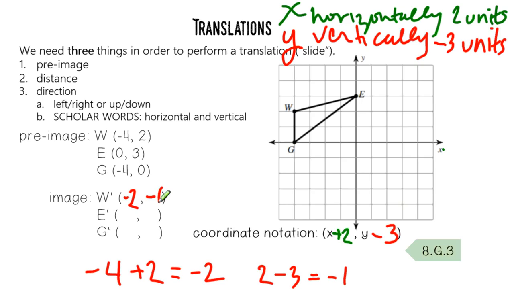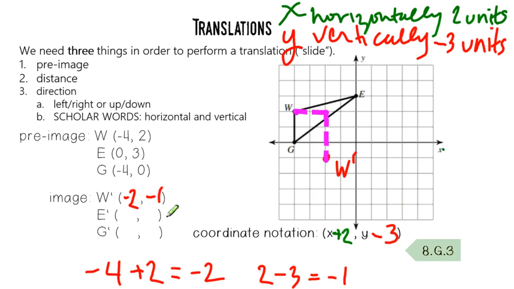I'm going to graph this. -2, comma, -1. This is where I believe W prime should be. Now let's check to see if that worked. 2 units horizontally. 1, 2. Yep, 2 units horizontally. Let's check. Did I go 3 units vertically? Negative. 1, 2, 3. I did.